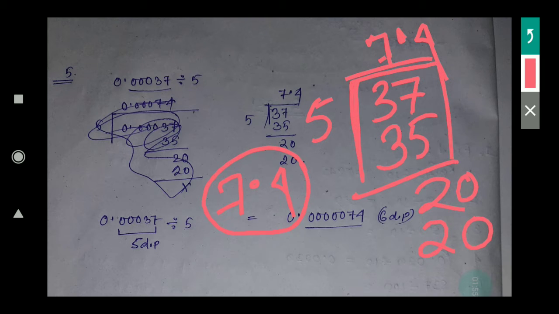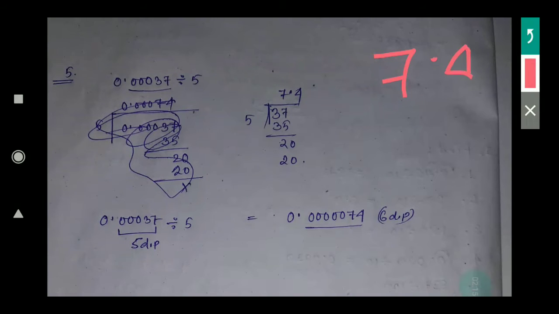Okay, but in the question it is given 0.0037. So in the question, how many decimal places does your dividend have? Check, 4 decimal places. That means the answer will also be in that many decimal places, from this decimal point. Now since this is the dividend's decimal places, the answer will also be the same, but already 1 decimal point is there. That means from this point we count the decimal places.